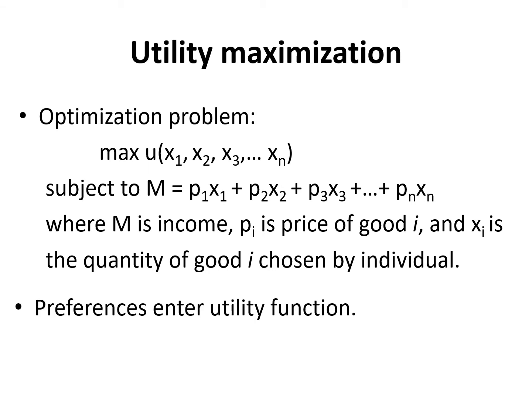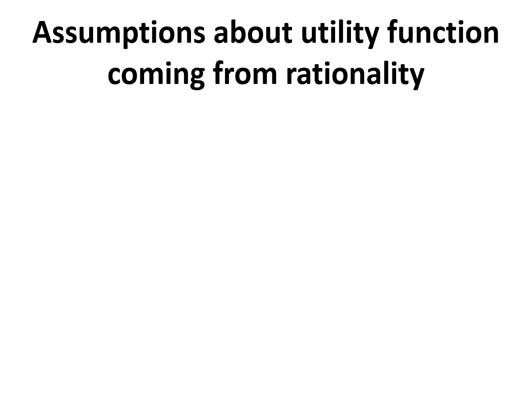Preferences, of course, show up in terms of the utility function. People will have different utility functions. So what are some of the assumptions that are made about these utility functions, and how do they relate to rationality?